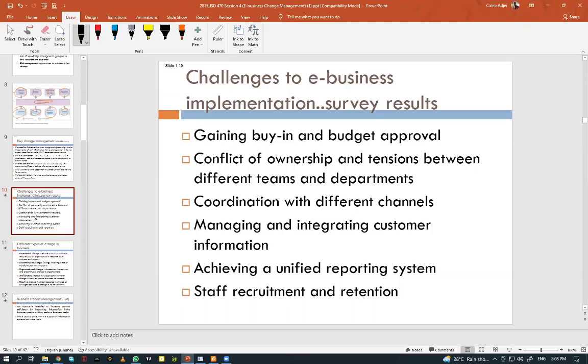All right. So coordination of different channels, achieving a unified reporting system, staff recruitment and retention. When you have trained a staff member and at a point when you think you are going to recoup all the investment you have made in the staff, then the person will come and tell you, I beg, I'm going to school. I've gotten another job.